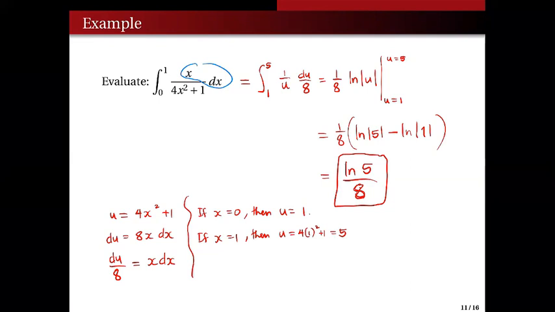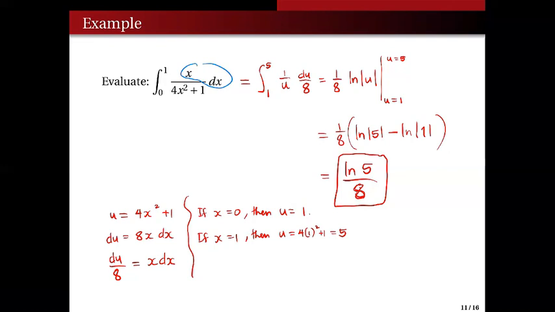Like I said, common mistakes that students make: they don't change the limits of integration. They do the substitution and retain those limits of integration, so 0 to 1. When they have this, they actually evaluate it at u equals 0 and then u equals 1. Some of them actually do that. Okay? And that's wrong.